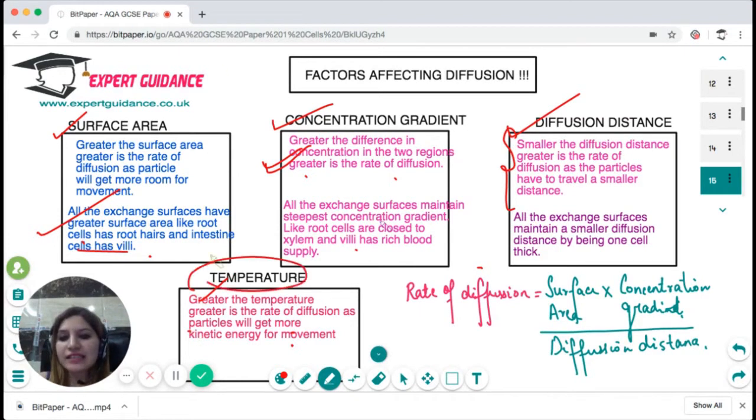And last is the temperature. The greater the temperature, the greater the rate of diffusion, as the particles will get more kinetic energy for movement. So to summarize, I can say that the rate of diffusion is surface area times the concentration gradient divided by the diffusion distance. You need to remember that, because if any question on adaptation for diffusion comes in, you need to talk about all these four factors: how that particular surface is maintaining a higher surface area, greater concentration gradient, smaller diffusion distance, and temperature.